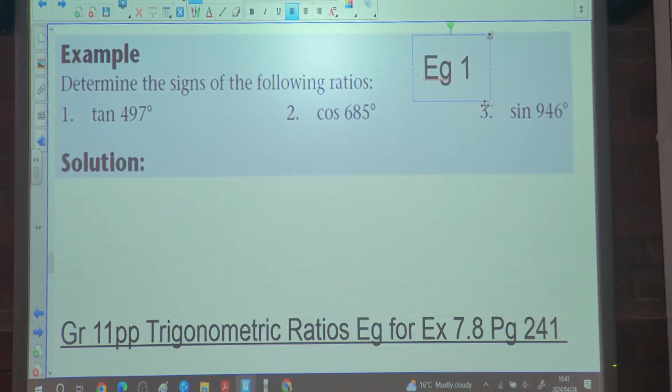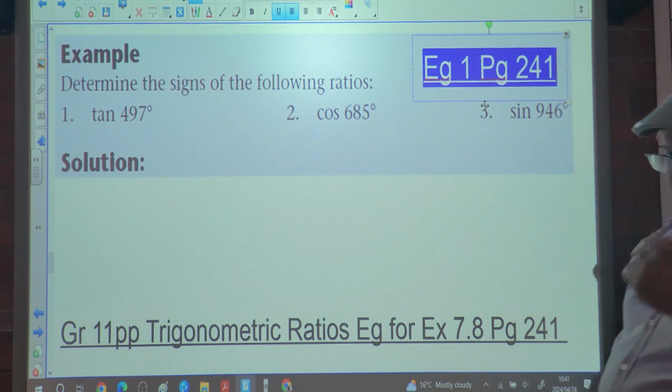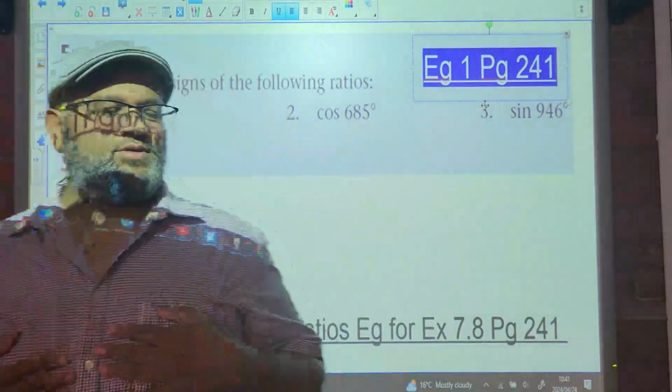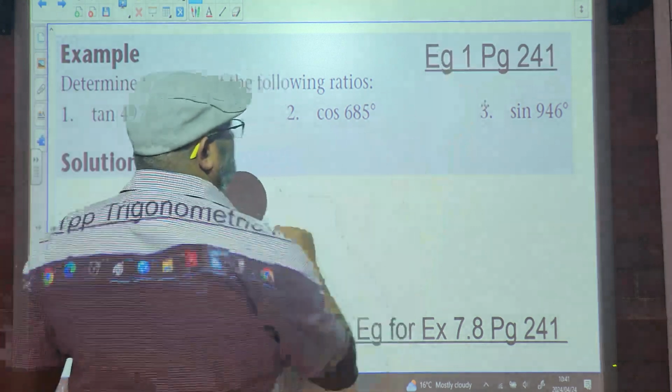Example 1 on page 241. And the exercise, this is for exercise 7.8, also on page 241. Okay. So the question says, determine the signs of the following ratios. So in other words, I'm going to reduce this to acute angles. Okay, so I'm going to change that instruction and change it to acute angle. I'm going to do a bit more than what is required.